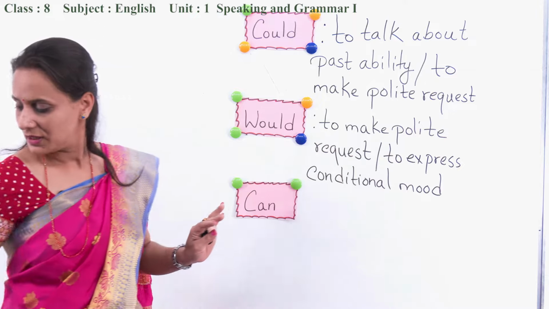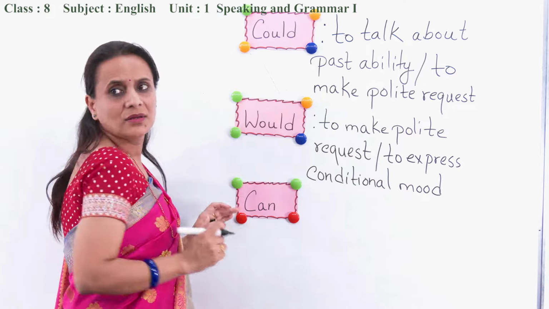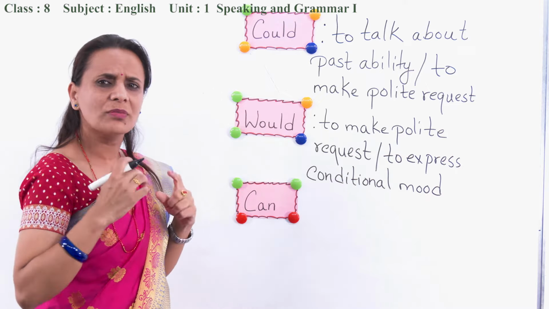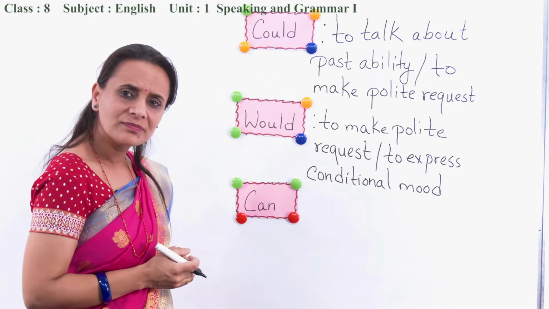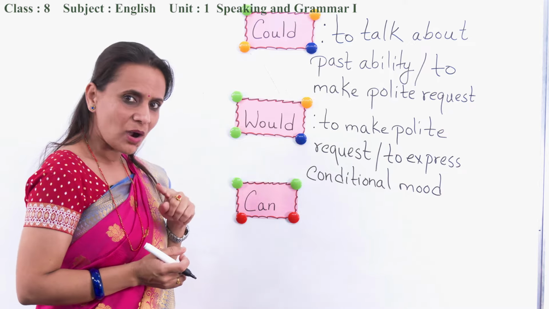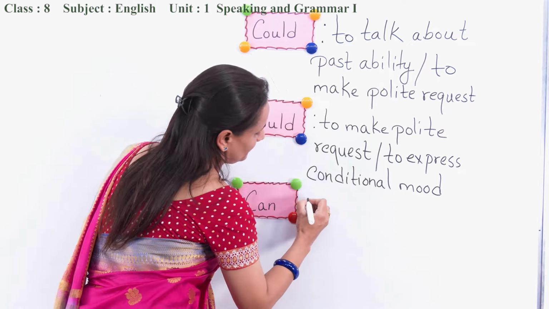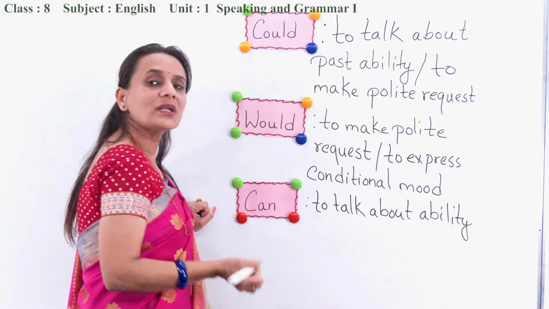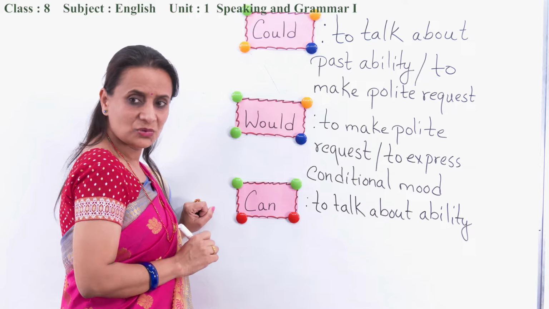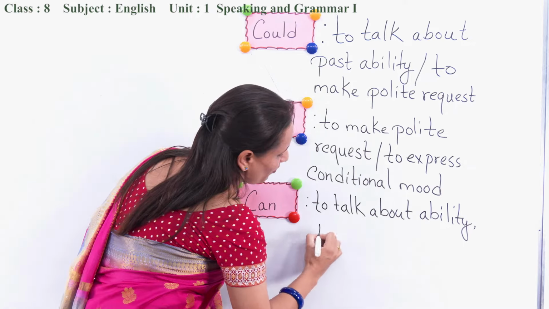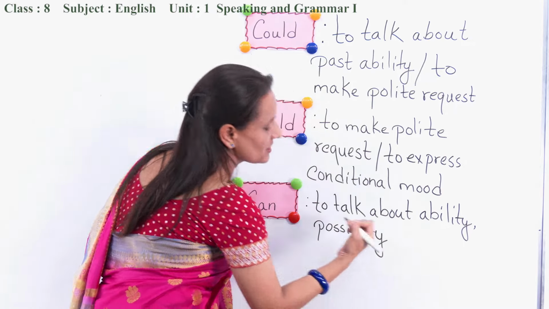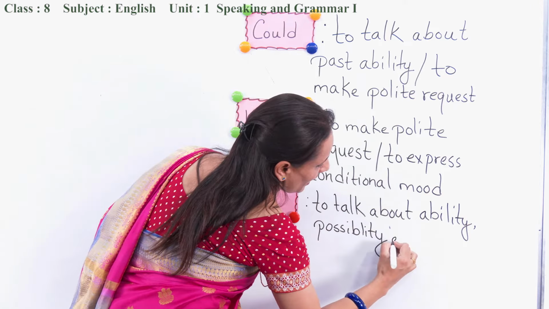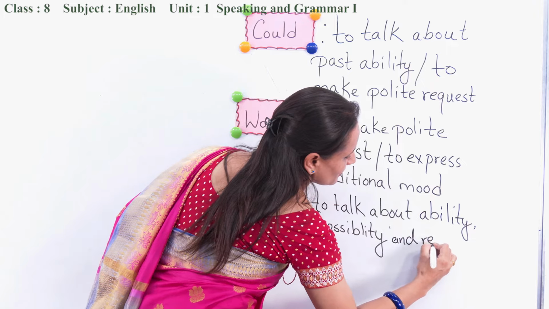Can is used to, we did know, he can swim like a fish. He can swim like a fish. That means to talk about ability. Very good. To talk about ability. What else? To talk about ability, possibility and request also, okay?